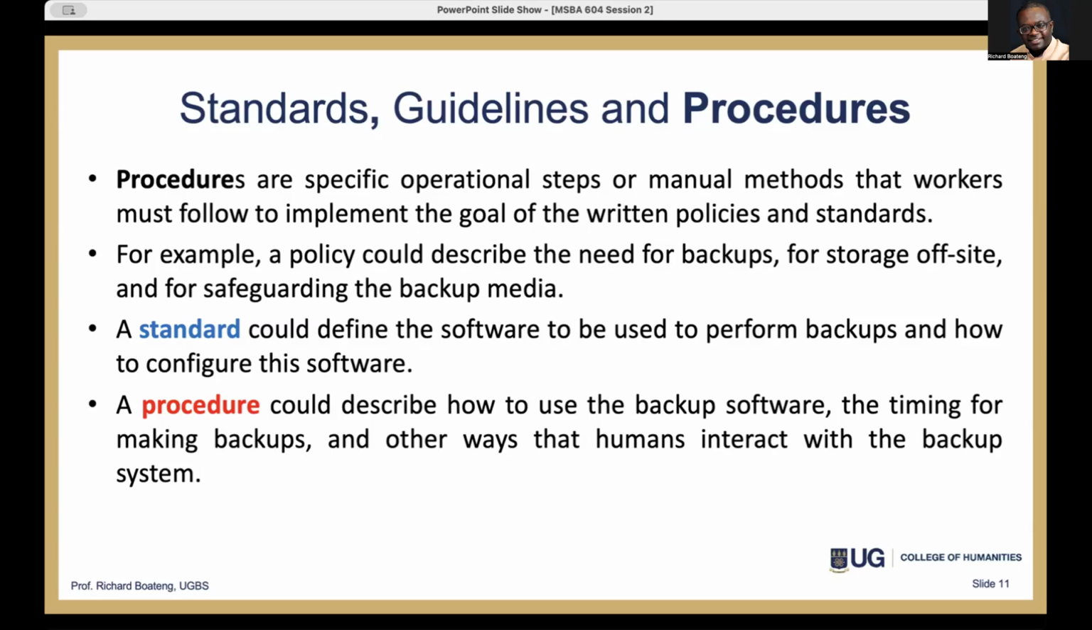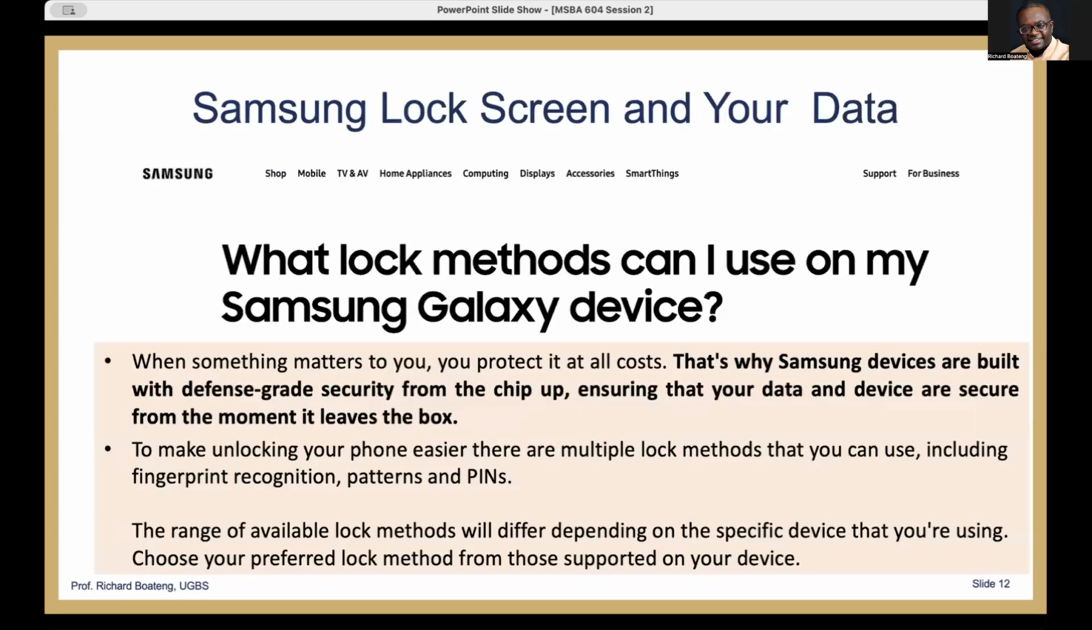So we have the procedure, the standard, and then the guidelines, and these things support our policies to be enacted in an organizational context. So let's take an example. Look at Samsung lock screen and your data. Now, Samsung, what lock methods can I use on my Samsung Galaxy device? When something matters to you, you protect it at all costs. That's why Samsung devices are built with defense-grade security from the chip up, ensuring that your data and device are secure from the moment it leaves the box.